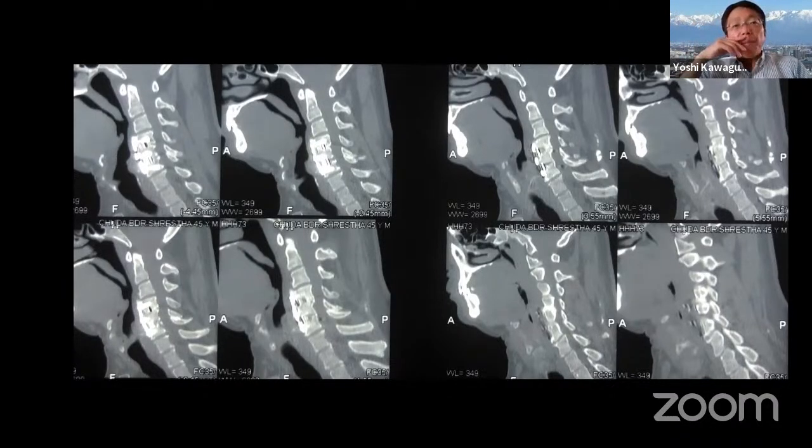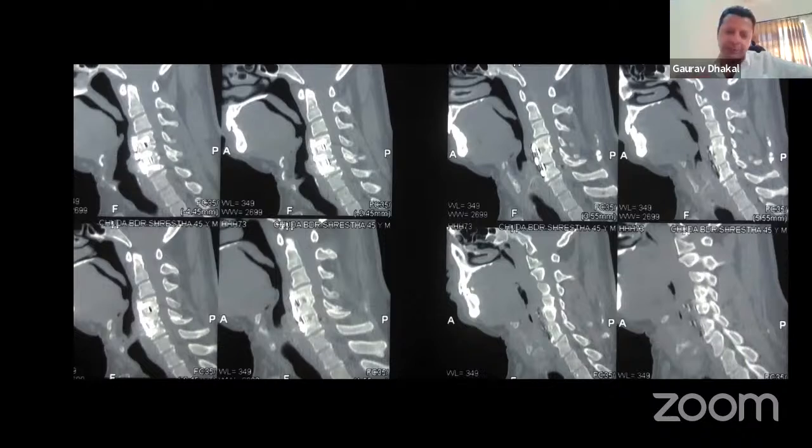As Dr. Amit said, you must check the C4 level in future. Maybe adjacent segment disease might occur in this case. And also, I have a comment about the thickness of the plate. The thickness of the plate is relatively not thin, very large. So I'm afraid the injury of the esophagus is maybe related to the thick plate. So check the thickness of the plate. That is my comment.